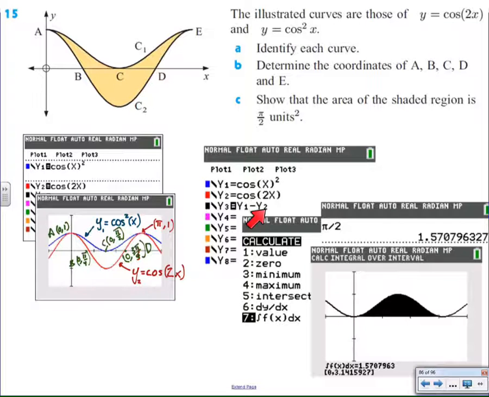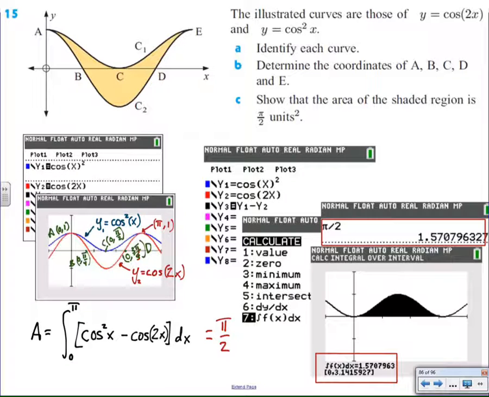Anyway, I go to the calculate option in my calculator, and I choose option 7, which is the integral of the function, and left bound I put 0, enter, and right bound I put pi, enter, and it produces the number 1.5707963. I go to my calculator and put pi over 2, and it gives me the exact same number. Therefore, we can say without any question, the integral from 0 to pi of cosine squared minus cosine of 2x dx is in fact pi over 2.